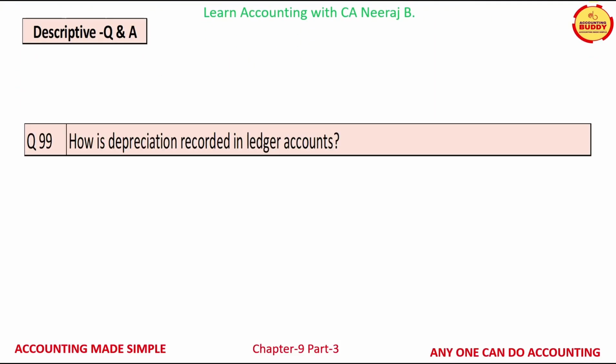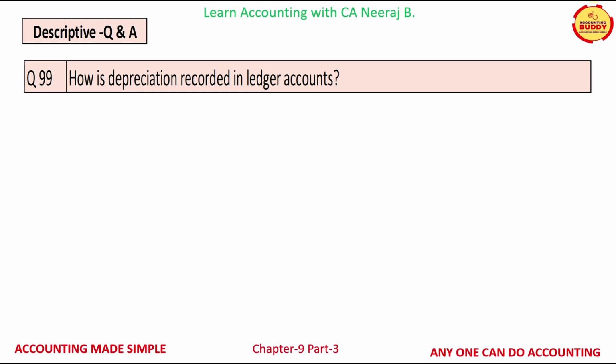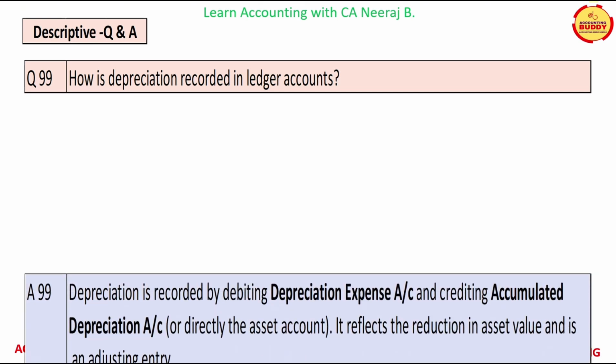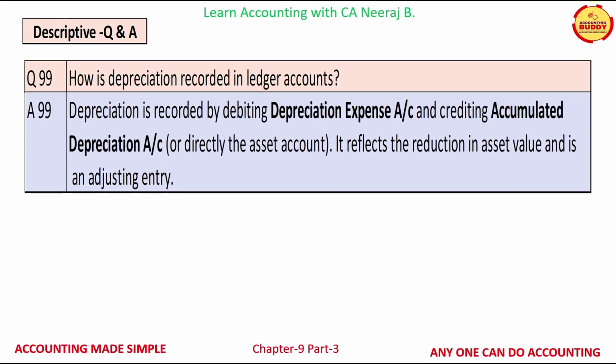Question number 99 is how is depreciation recorded in ledger accounts? And the answer is depreciation is recorded by debiting depreciation expense account and crediting accumulated depreciation account or directly the asset account. It reflects the reduction in the asset value and is an adjustment entry.